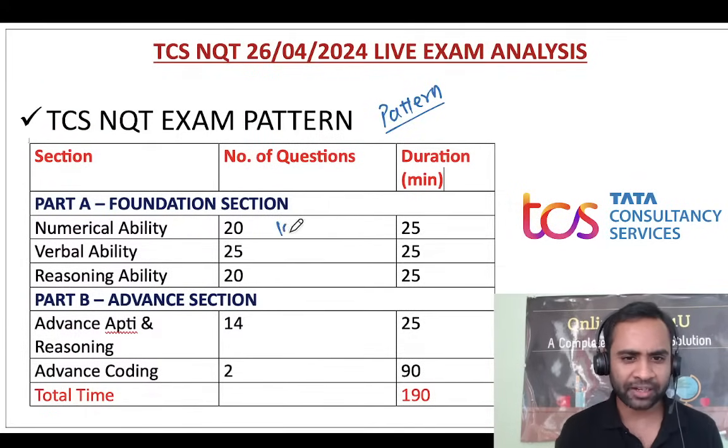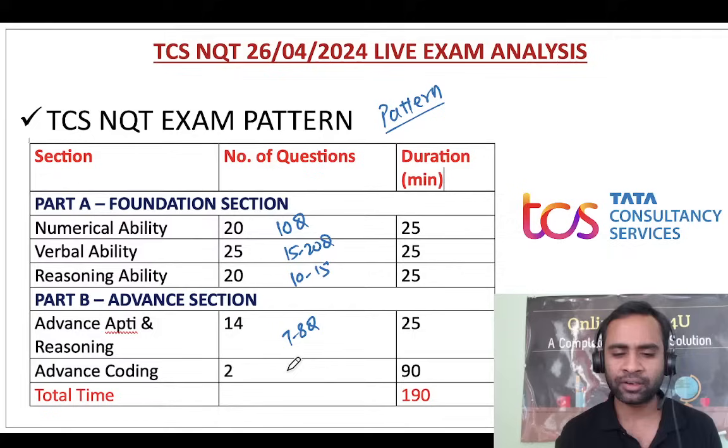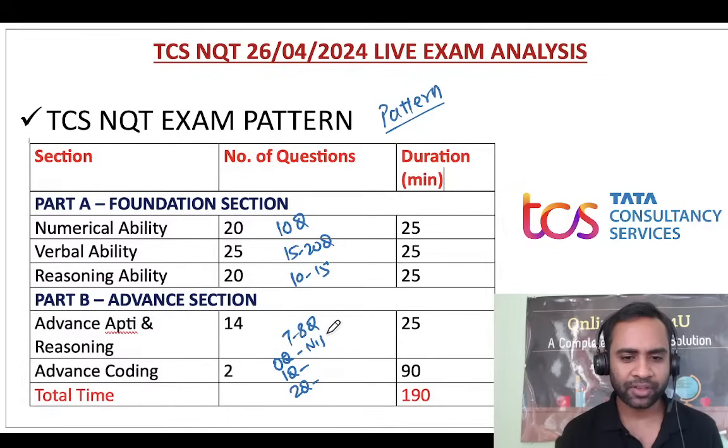The expected cutoff: 10 questions for aptitude, verbal ability 15 to 20 questions, easy to moderate. Reasoning ability 10 to 15 questions, advanced aptitude 7 to 8 questions. Advanced coding was based on Ninja, Digital and Prime roles: one question for Digital, two questions for Prime, zero questions for Ninja. So this was what was expected.